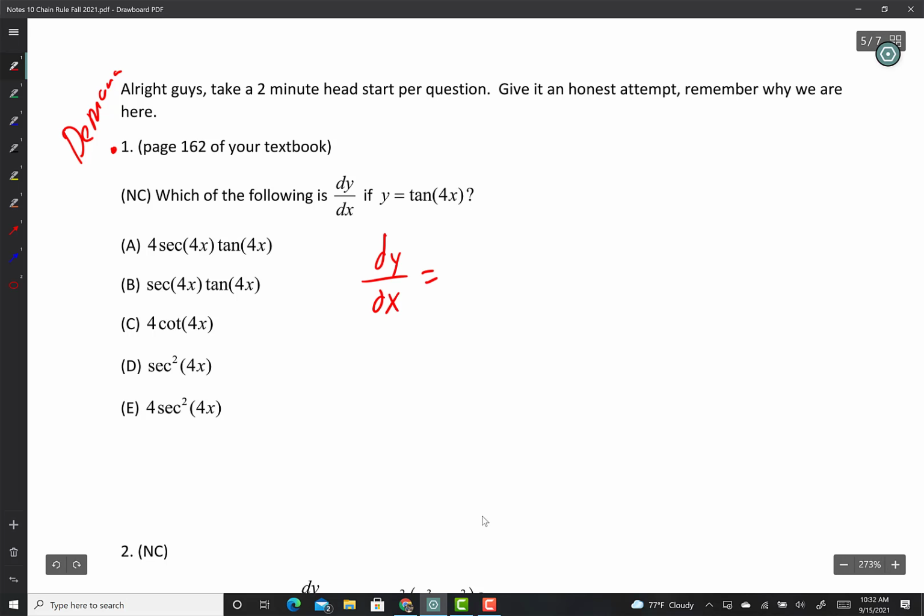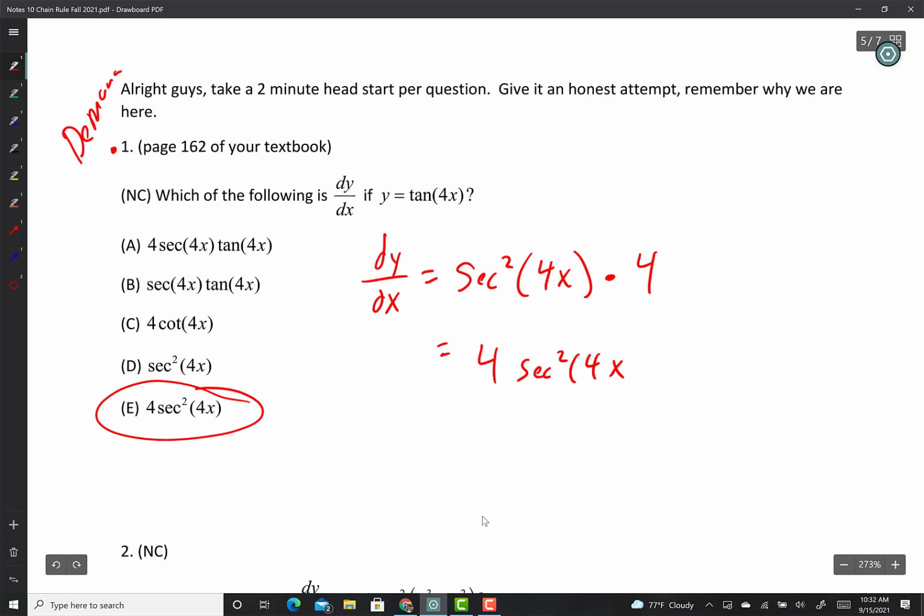dy/dx equals, what's the derivative of tan? Secant squared, right? So secant squared, leave the argument alone, 4x. Am I done? Times the derivative of 4x, which is 4. So look for 4 secant squared of 4x. 4 is all over the place. How do you feel? Yeah, that's it.